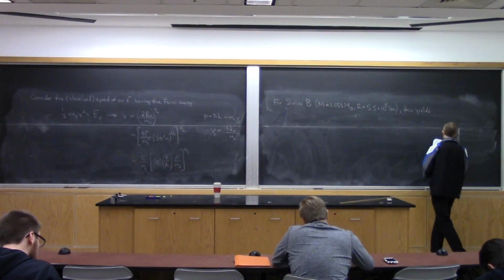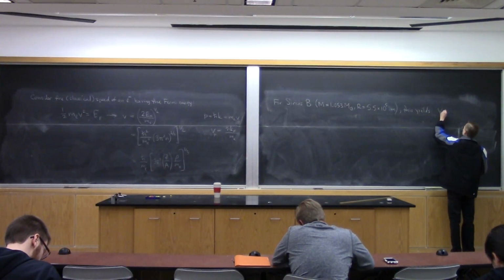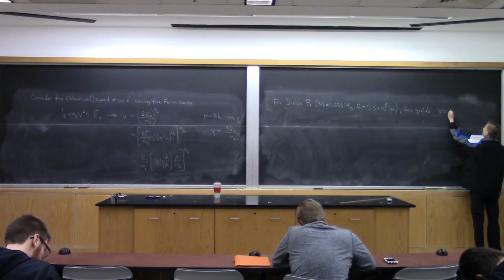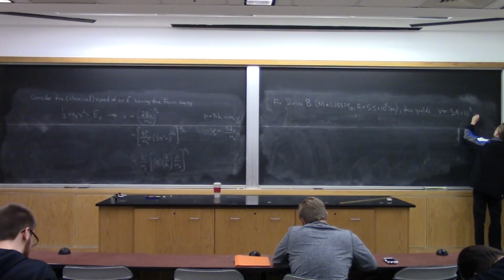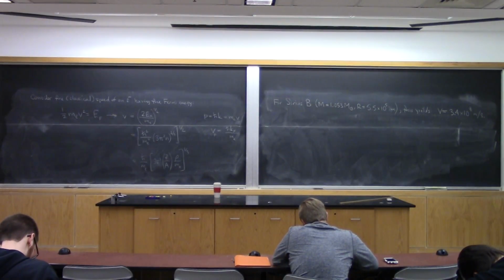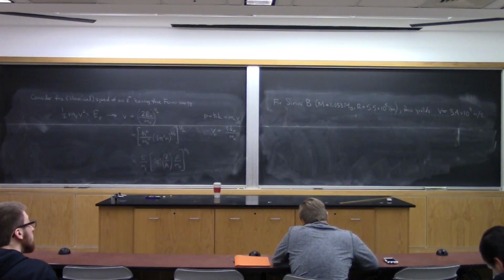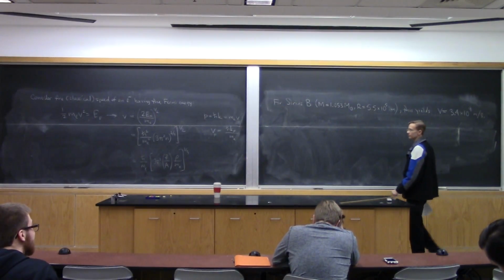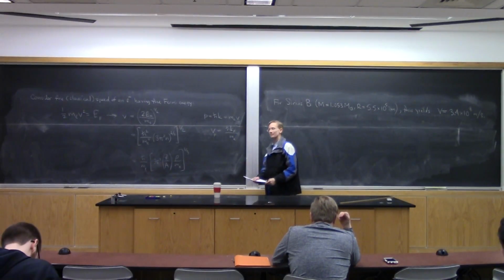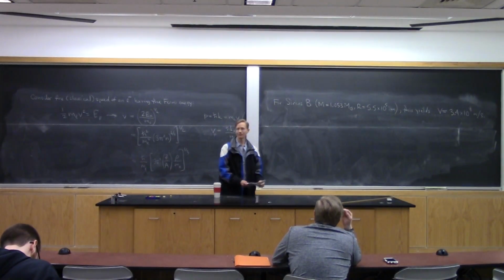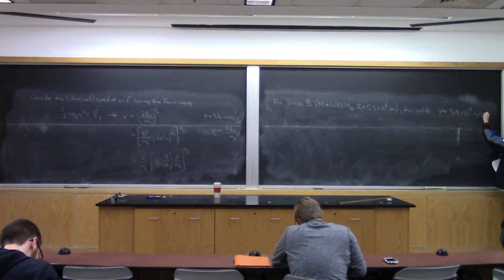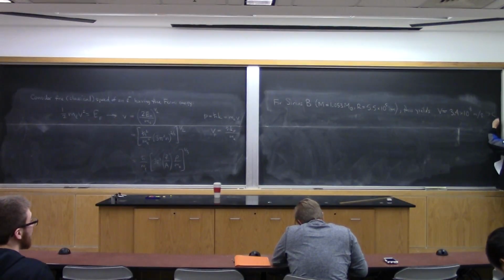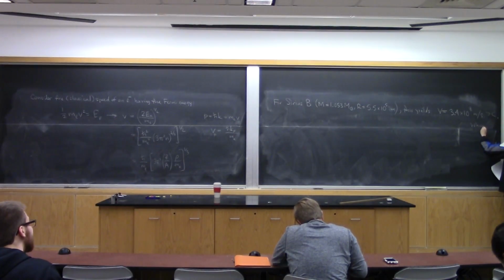This yields, when you run the numbers, that v is 3.4 times 10 to the 8th meters per second. Do you see any problem with coming up with a speed that is 3.4 times 10 to the 8th meters per second? Yes, what would be that problem? That's faster than light. Yes. 3 times 10 to the 8th is the speed of light, so whoops.